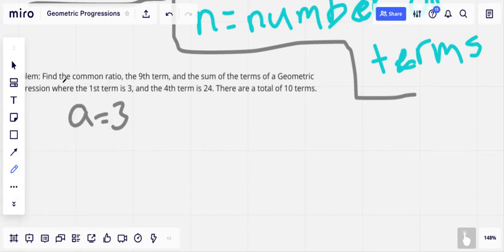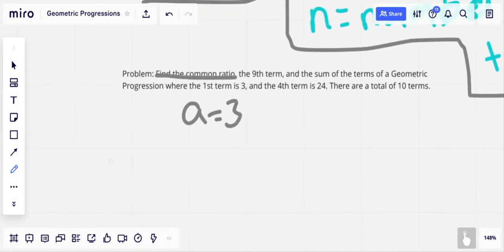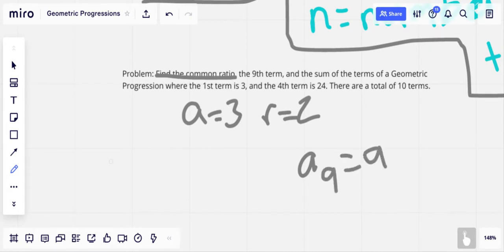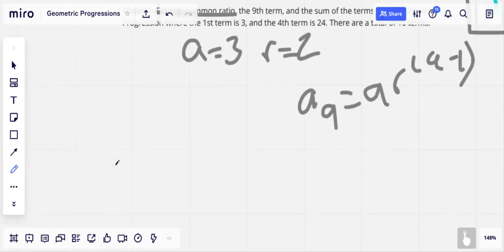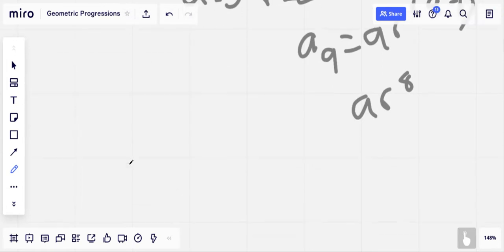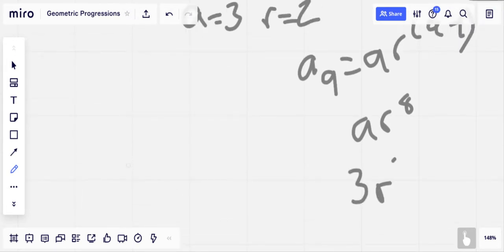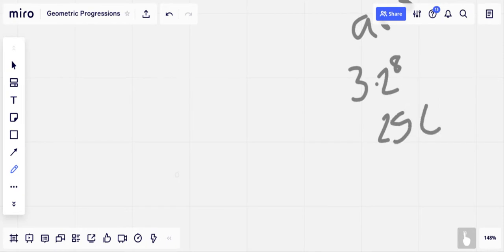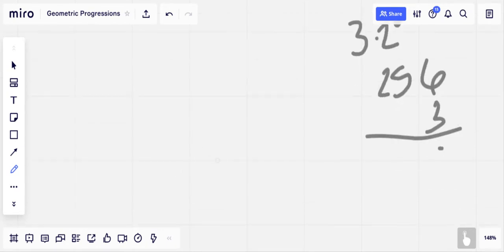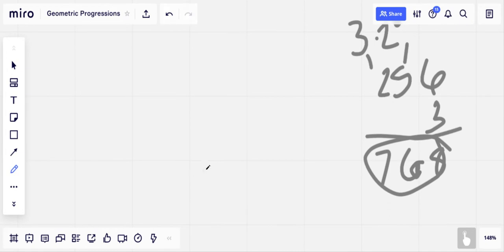The next thing we need to find is the ninth term. We can use the formula again. A subscript 9 is equal to a times r to the power of 9 minus 1, which is a times r to the power of 8. Substituting a and r, this is 3 times 2 to the power of 8. 2 to the power of 8 is 256, times 3. We can do that quickly: 3 times 6 is 18, carry the 1; 3 times 5 is 15, plus 1 is 16, carry the 1; 3 times 2 is 6, plus 1 is 7. So 768 is the ninth term.